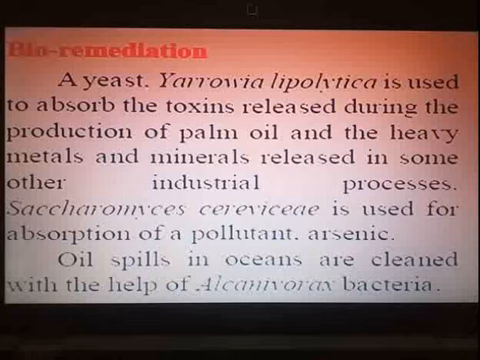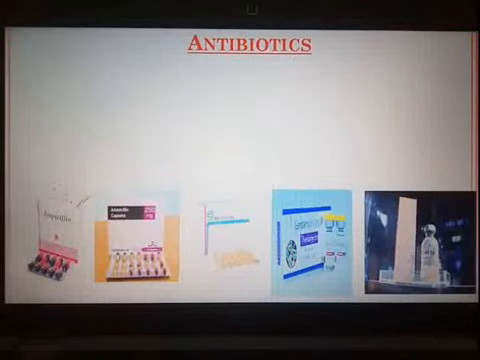Our next very important topic for you is antibiotics. Antibiotics. What do you mean by this term? Anti means against, biotics means life. The one that kills the germs in your body. It is a drug. Any drug that kills the germs in your body is termed as antibiotics.